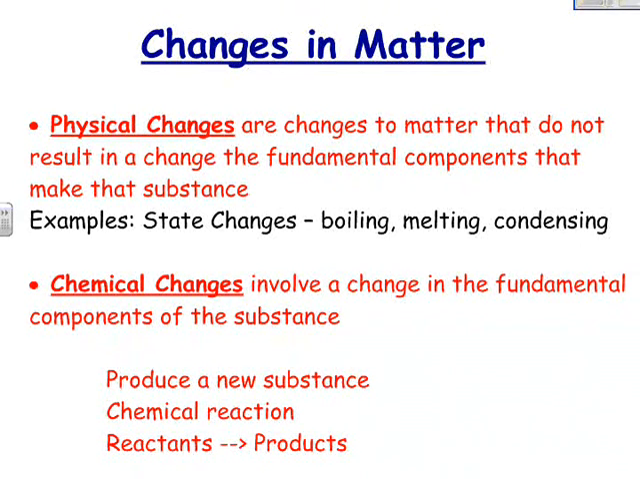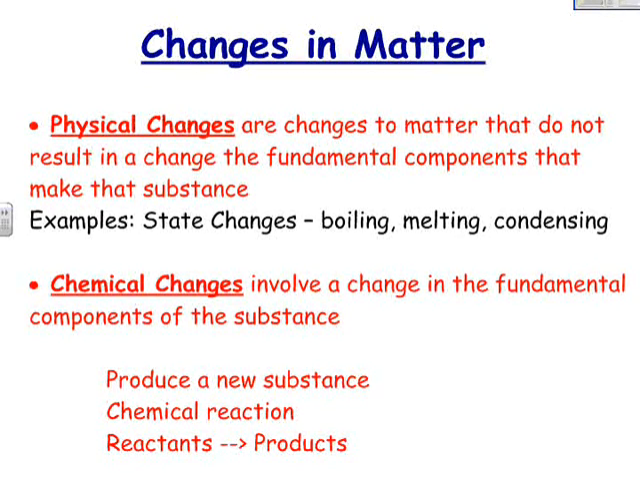So if we look at physical changes, these are changes to matter that do not result in a change in the fundamental components that make up that substance. So for instance, when you change states, boiling, changing from liquid to gas, melting, changing from solid to liquid, or condensing, changing from gas to liquid. These are all examples of changes that happen that don't change the fundamental components. So if you looked at water, all three of these changes, we would still have water present.